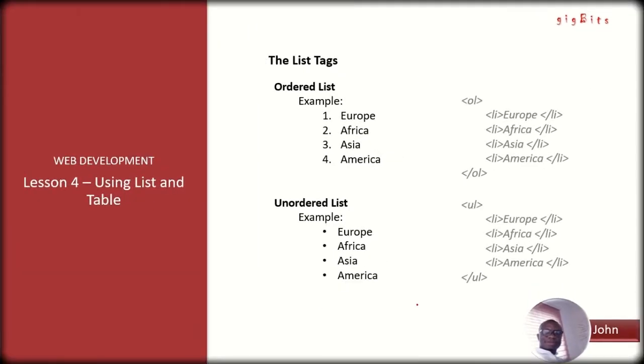Basically, there are two types of lists. We have the ordered list and we have the unordered list. The ordered list takes this form, in order: 1 2 3 4, A B C D, or I V in that format. The unordered list is bulleted, as you can see from here. The difference between the ordered list and unordered list is basically these tags here. That's the big difference between the two.